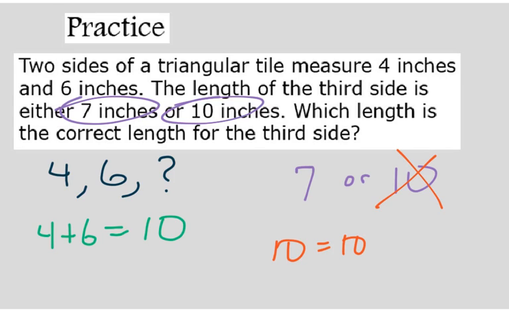So 7 is going to be our answer because we can add any two now and it's larger than the third. If you add 4 plus 7, you get 11, which is larger than 6. And 7 plus 6, which is 13, is larger than 4. But again, we couldn't use 10 because 4 plus 6 is 10, and that is not greater than 10. It actually equals 10. So that's a little application of using our understanding of the side lengths of a triangle.